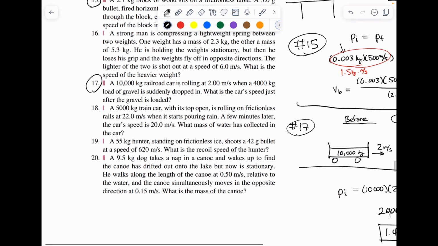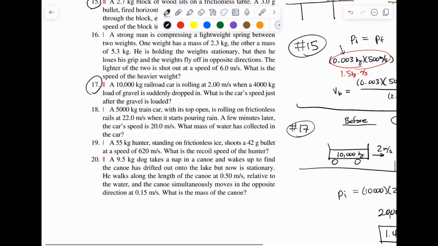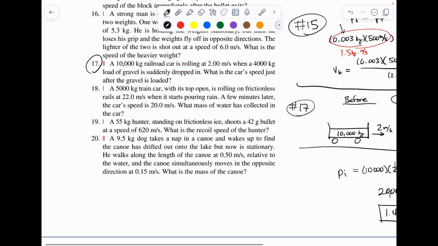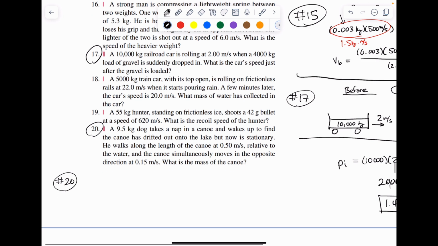Let's try something. Let's do the dog in the canoe here. It's kind of an interesting one. Number 20. All right, a 9.5 kilogram dog. I like dogs. So we got dog here. There's our dog. Yeah, that works. 9.5 kilograms.